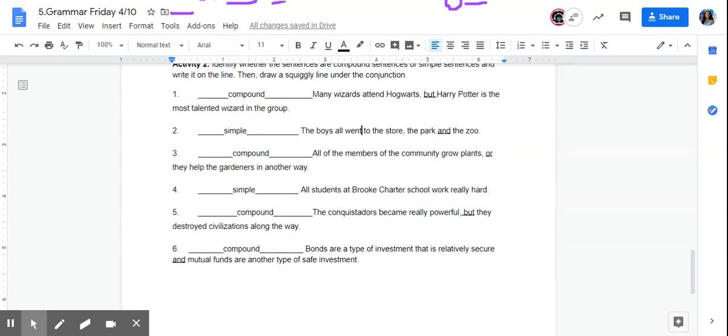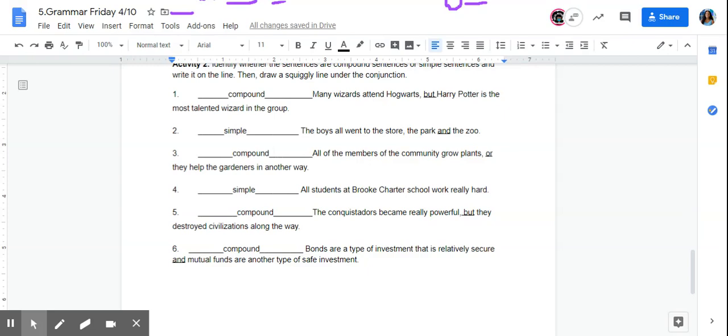Number 3: All of the members of the community grow plants, or they help the gardeners in another way. Members is our subject and grow is our predicate. We have a conjunction, or, and we also have they as our subject and help as our predicate. So those are two sentences joined by the conjunction or. That is a compound sentence.